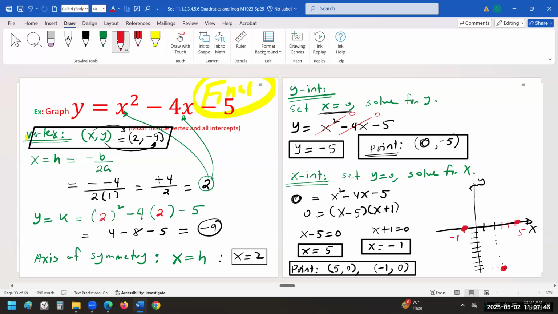-1 and +5, and our y is -5. So 1, 2, 3, 4, 5 here. Y is -5. X is -1 and +5. And the vertex is (2, -9).